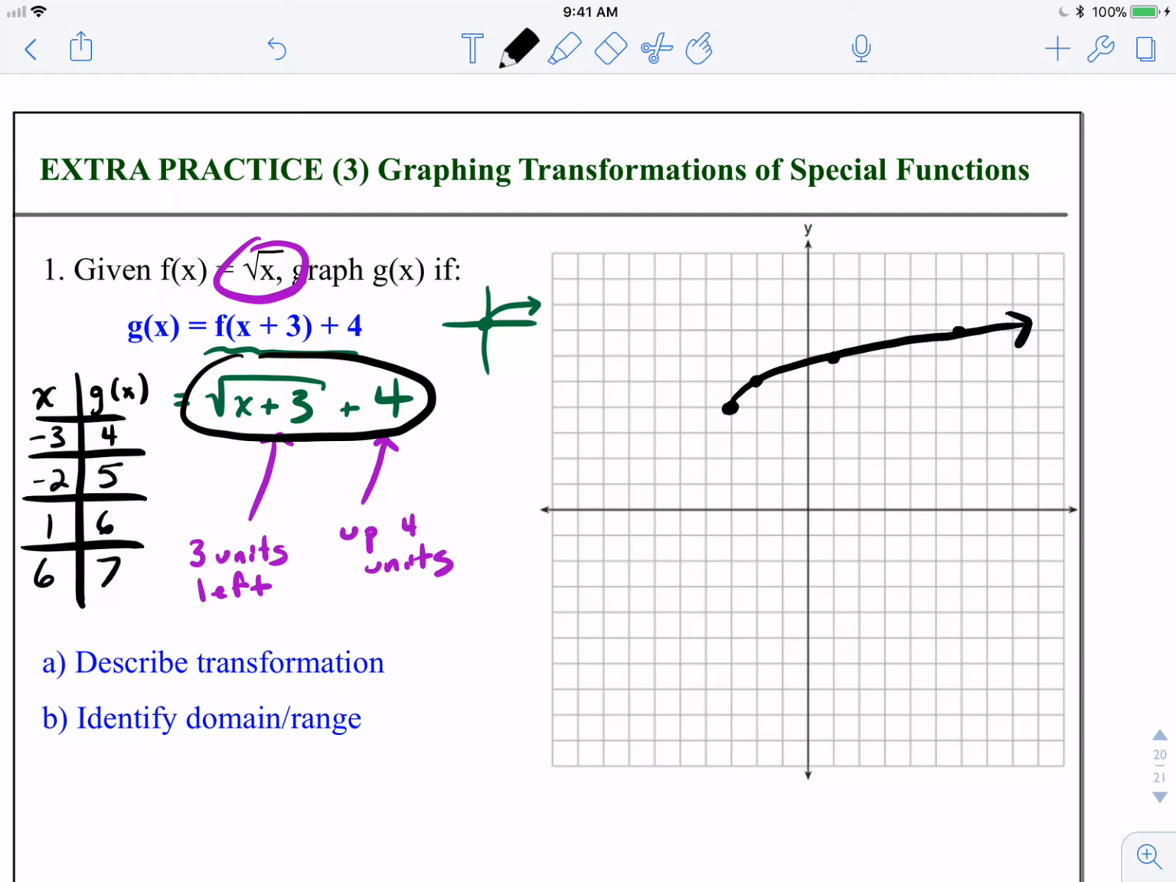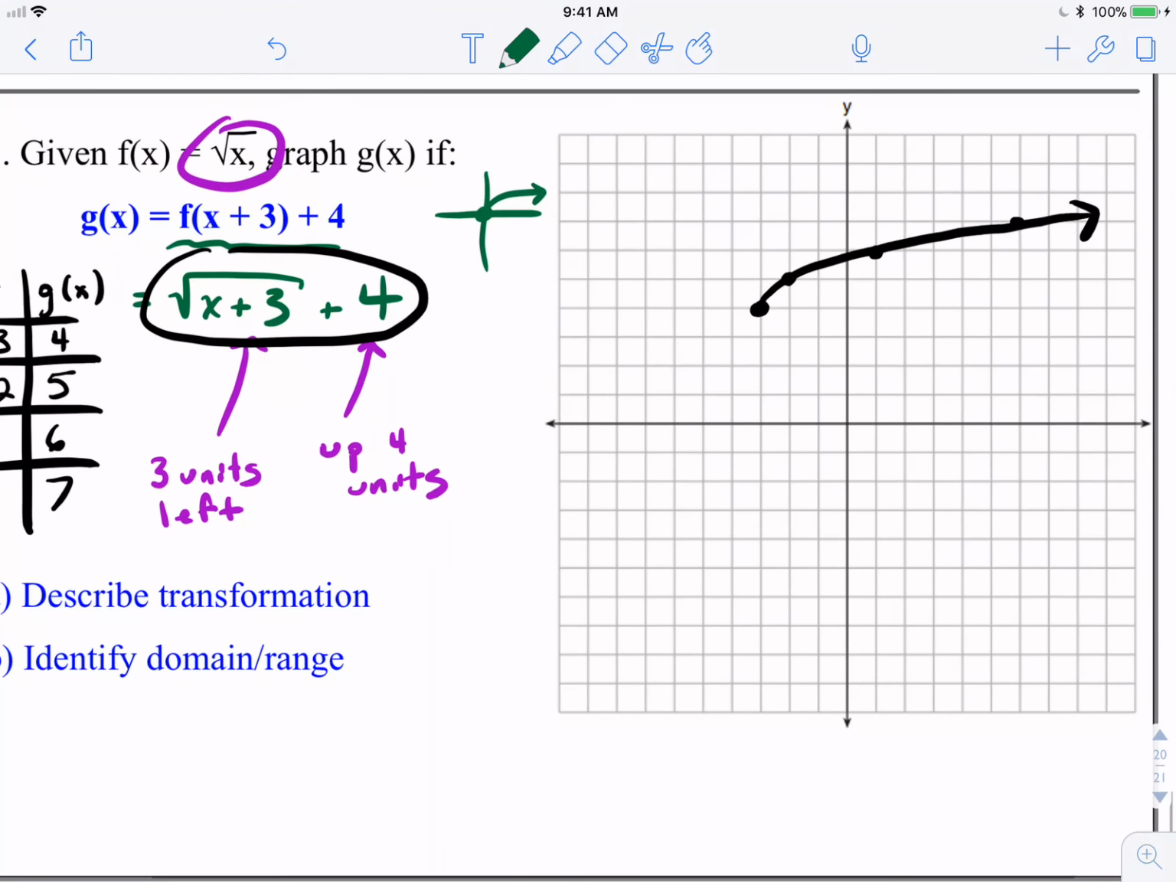Obviously I can take the square root of larger and larger integer values, but I can't take anything over here, which is why I have an endpoint. That's the lowest value I could have. All right, and now let's finally answer that bottom question. What's the domain and range of this graph?